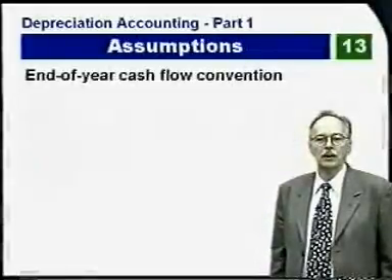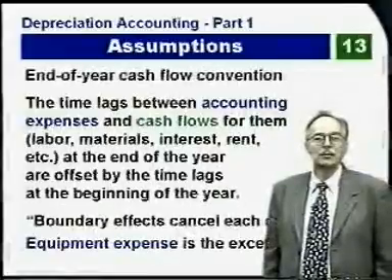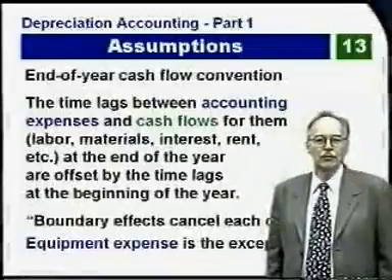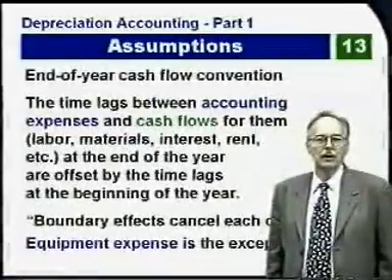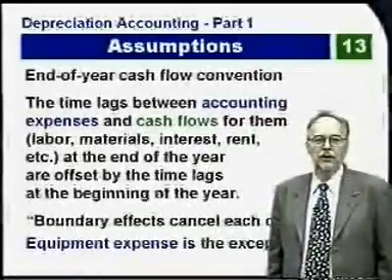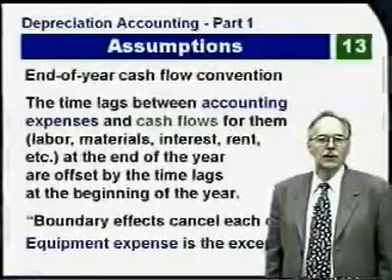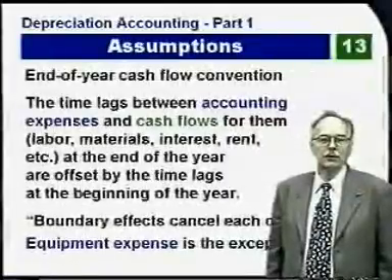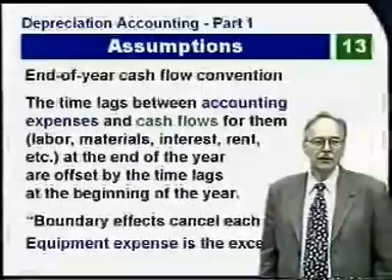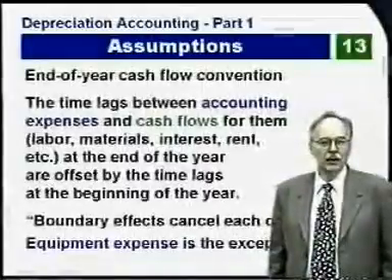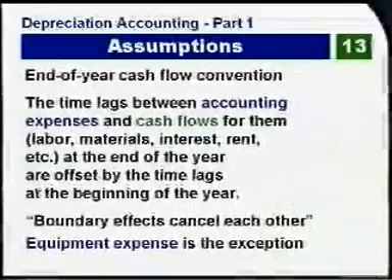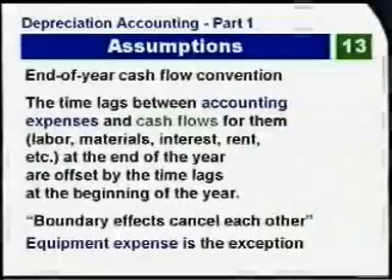And then there's a reverse cash flow that is the proceeds from the sale of the asset at the end of the last year. Another important assumption is that the time lags between the accounting expenses and the cash flows for items such as labor, materials, interest, and rent, at the end of the year, usually these time lags are perhaps 1 week to 2 weeks, sometimes 4 weeks. But these time lags are offset by corresponding time lags at the beginning of the year. In other words, the boundary effects cancel each other. And for all practical purposes, we can take the accounting expenses and treat them as cash flows for labor, materials, interest, and rent. That, of course, is not true for depreciation expense. So we have the exception given here at the bottom of the slide.